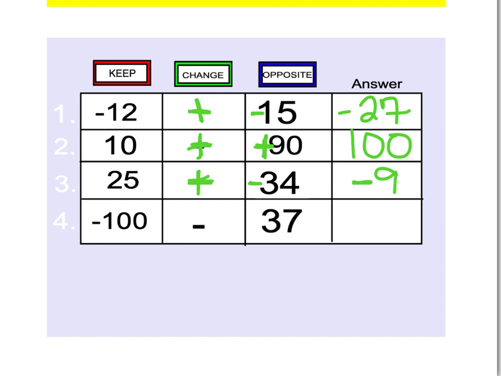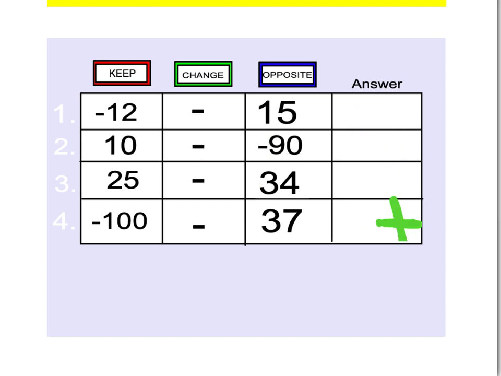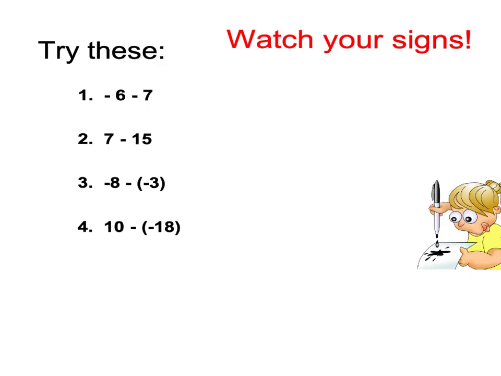Negative 100 minus 37 becomes negative 100 plus a negative 37. Same signs, add. You try these 4. Pause the video and come back when you're done. Be sure to show some sort of work on here.